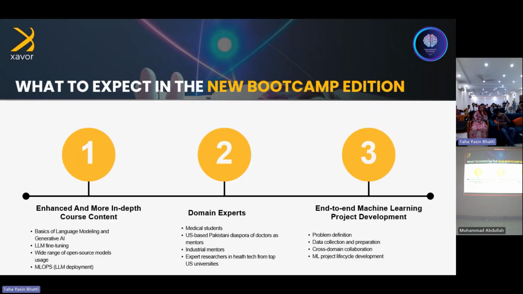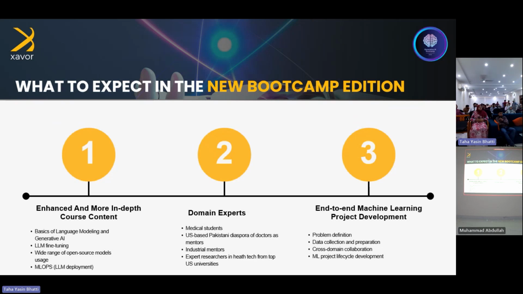So what to expect in the new bootcamp edition? This is the first bootcamp in which we have medical students as well, who would be working closely with the IT students. And like I said, if we want to solve a problem in AI, it's really important that you have the domain knowledge. If two teams from different domains work together, obviously the outcome would be really good and better.